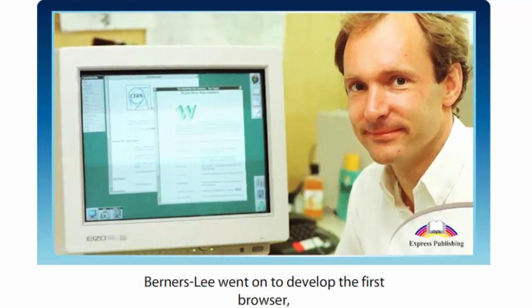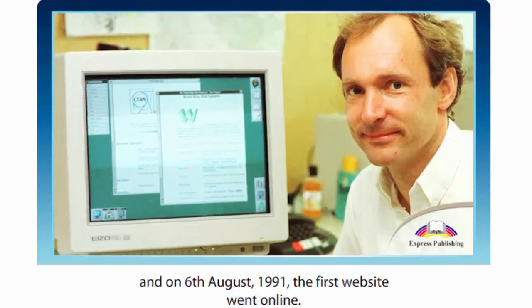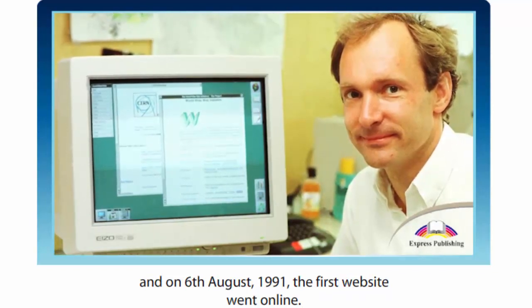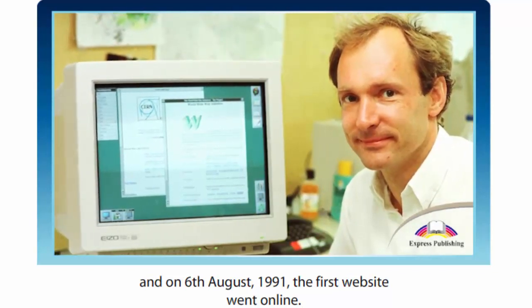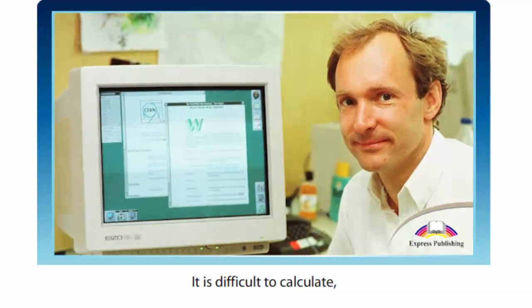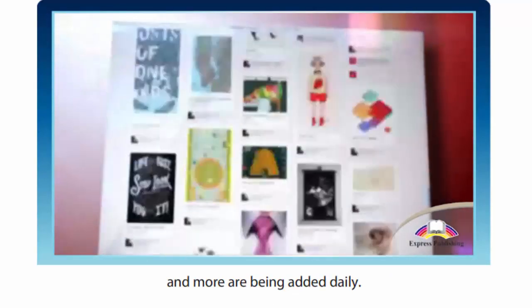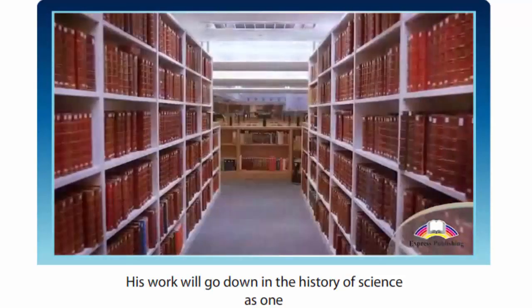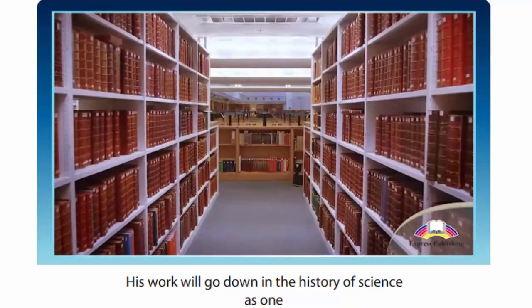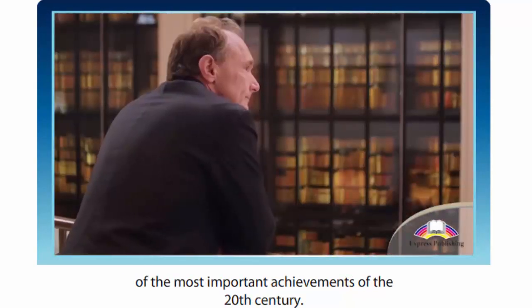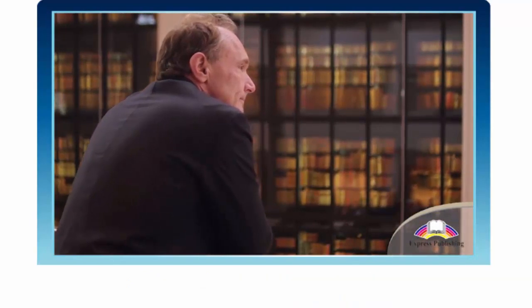Berners-Lee went on to develop the first browser. And on the 6th of August, 1991, the first website went online. It is difficult to calculate, but there are now hundreds of millions of active websites, and more are being added daily. His work will go down in the history of science as one of the most important achievements of the 20th century.